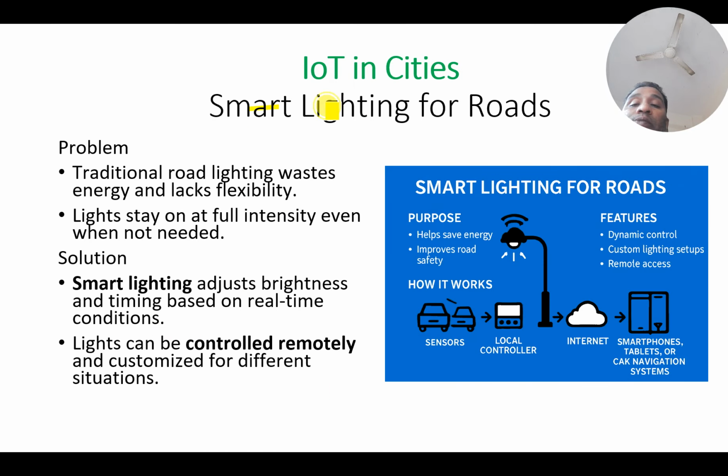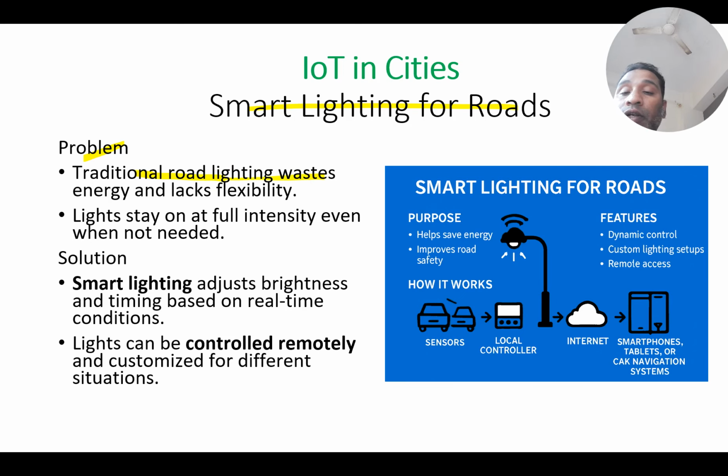Now, the second application is smart lighting for roads. Right? See, like we have smart light in home, right? It is the application here. The lights are on the road. That is street lights, right? Traditional. Now what happens? Let us see the problems first.